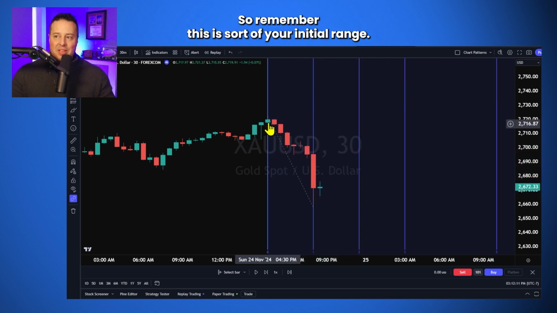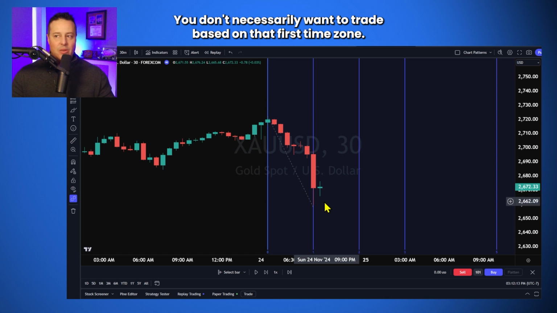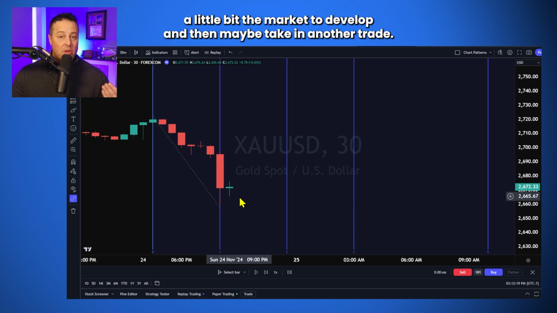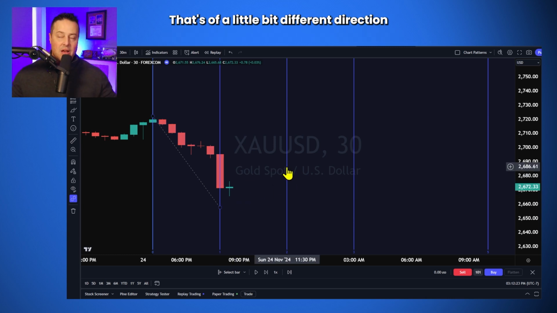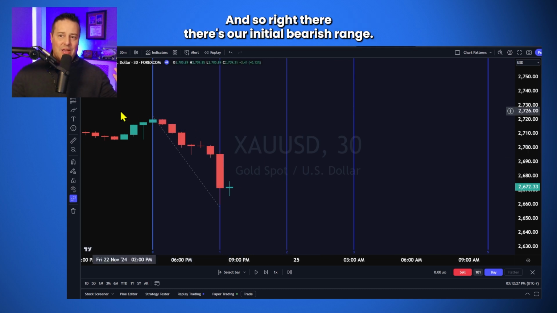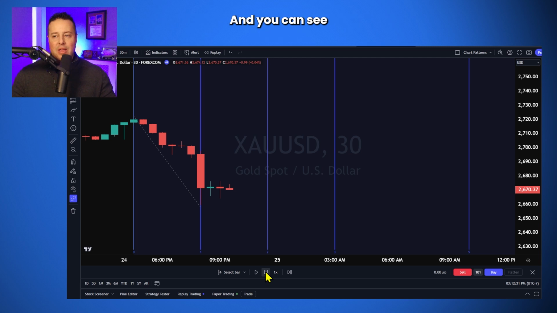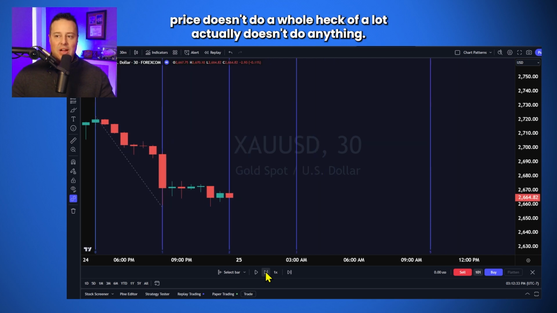So remember, this is sort of your initial range. You don't necessarily want to trade based on that first time zone. You can. I highly recommend waiting for price to develop a little bit, the market to develop, and then maybe taking another trade that's of a little bit different direction after we have a little more evidence in. So right there, there's our initial bearish range. Let's go ahead and move forward in time right now. And you can see price doesn't do a whole heck of a lot.